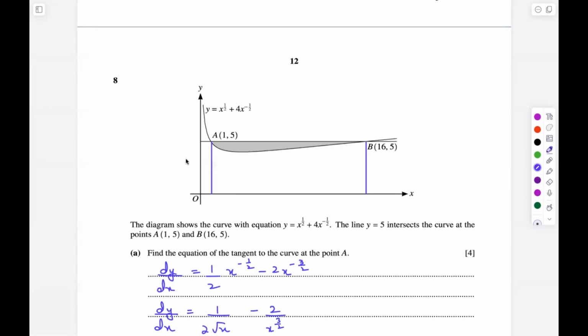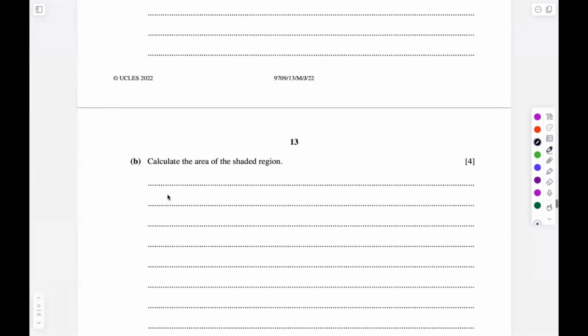We know that the y coordinate is 5 and the base will be, so this is 16 and this is 1, so this will be 15. So the area of the rectangle will be 75. To find the area under the curve, which will give us this area, we'll have to integrate and substitute the limits 16 and 1. So the equation of the curve is y equals x to the power half plus 4x to the power minus half.